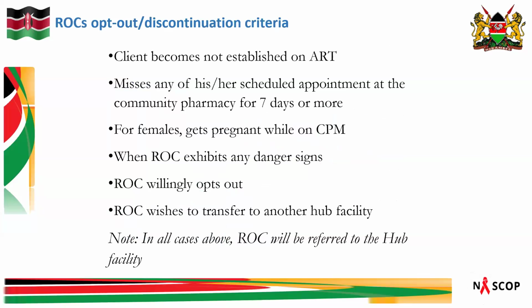So can a client opt out, or is there a discontinuation criteria? A client can voluntarily opt out, or they can be discontinued, and this is the discontinuation criteria. One, if the client becomes not established. Remember we talked about established being under 50 copies per ml. If the ROC misses any of their appointments by 7 days or more, and for females, if they get pregnant while they are on CPM, and when the ROC exhibits any danger signs, and if they voluntarily wish to opt out or transfer to another hub facility.